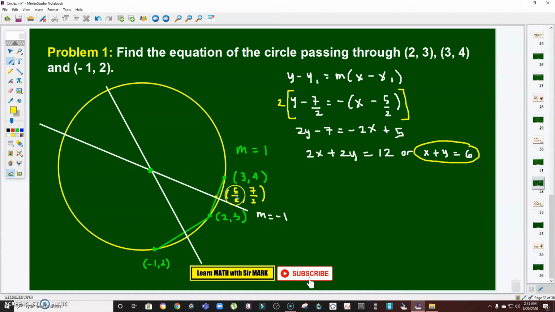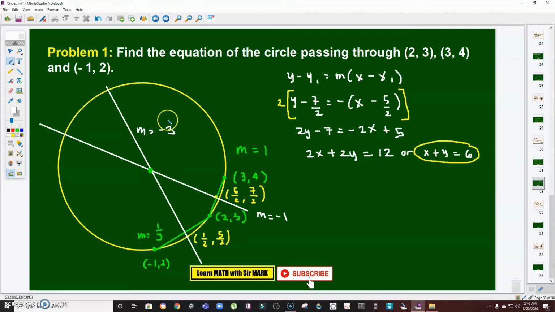Alright. Next. Same procedure. I have to get the midpoint and the slope of this green segment. Okay. So, that is 2 minus 1 is 1 divided by 2. That will become 1 half. 3 plus 2 divided by 2, that will become 5 halves. Alright? Next, what is the slope of this? Okay, what is the slope? Let me use green. Okay, 3 minus 2 is 1. Okay, 2 minus negative 1 is 3. So, since the slope is 1/3, the slope of this line is negative 3.